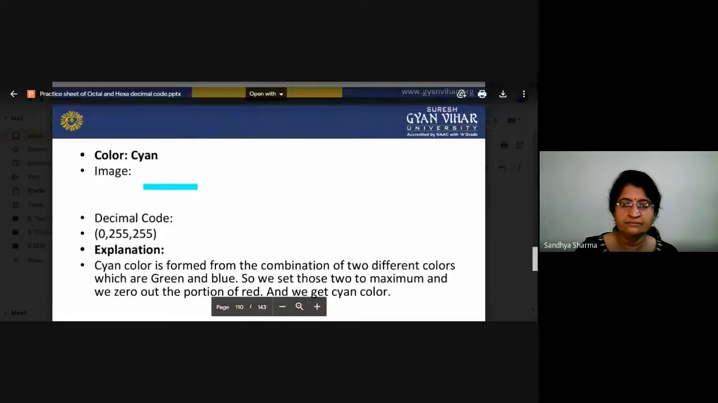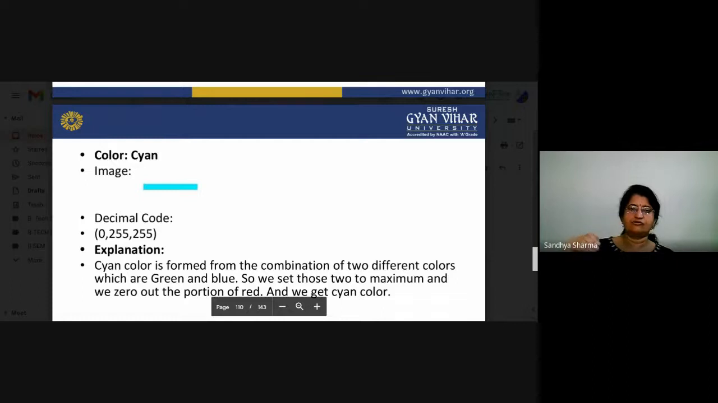So what about the C in CMYK? C is the cyan. So what about the image? This color will be generated by using the blue and green. That is basically a combination of blue and green. So set those two to maximum, and we zero out the portion of the red. In these two combinations of blue and green, there is no part of the red color. So you can put the red color at zero value, and you can put the highest value for your blue and green.